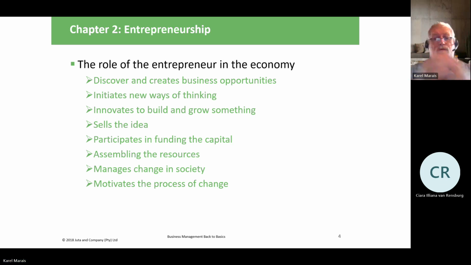And overall, we don't have enough entrepreneurs in South Africa. That's why a program like this program, Your Become an Entrepreneurship, is such an important program for the country, because entrepreneurs play a very, very important role within the economy. They discover business opportunities. They actively seek and find these business opportunities, which then creates a new business.